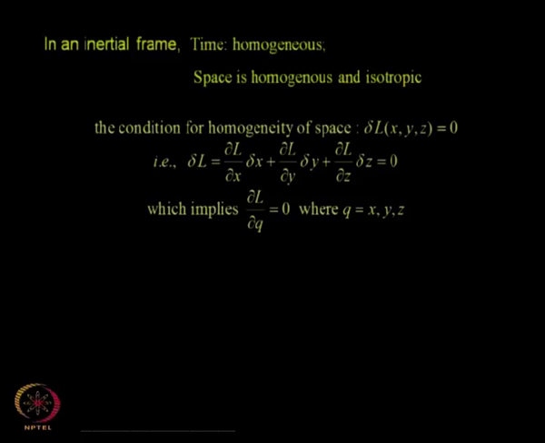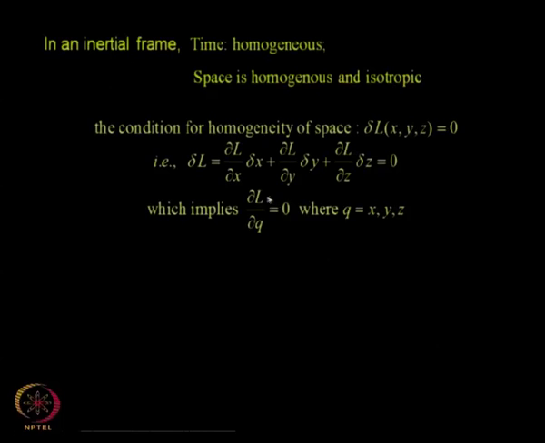So, no matter what delta x is, no matter what delta y is, and no matter what delta z is, if delta L is 0, and this is a statement of symmetry, right, it is coming from the homogeneity of space, then del L by del Q must be 0 no matter what delta x, delta y, delta z is, right. So, this result, del L by del Q equal to 0, comes from the consideration of space being homogeneous.